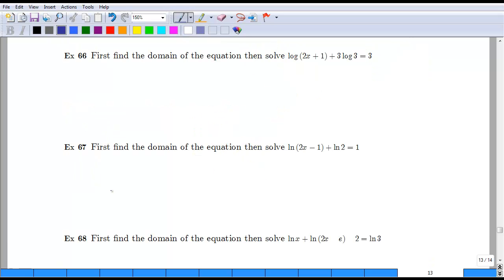A few more examples here, and these, again, just rely on the properties of logarithms to do some simplification ahead of time and then go through and solve.